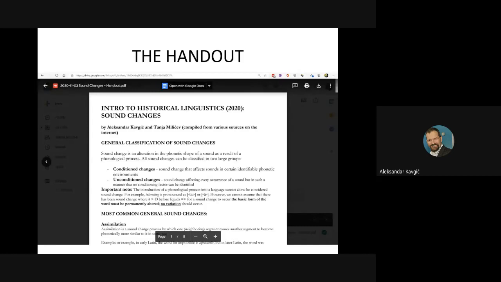So just download this handout and take a look at it, read through it. But as I mentioned, we will focus on only 5 main changes that also influence heavily the development of the English language, and those will actually help you in the course in the history of the English language, which you may decide to take in the next semester. Let's move then.